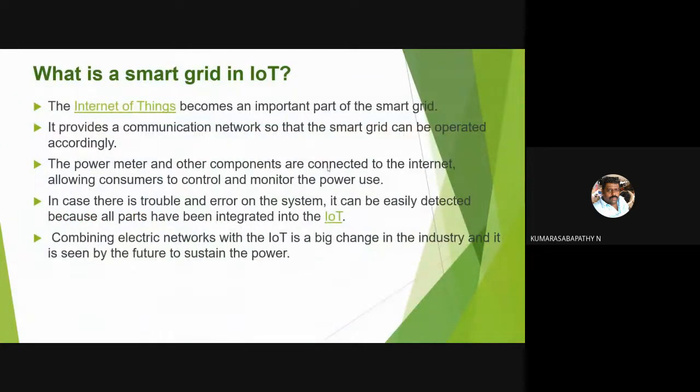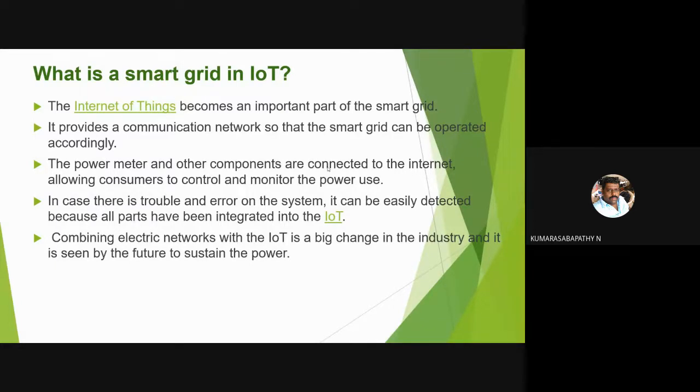So coming to IoT, you know that it is the Internet of Things. The Internet of Things becomes an important part of your smart grid. It provides a communication network so that your smart grid can be operated accordingly. There are many advantages of IoT in a smart grid. Mainly, IoT makes your ordinary grid into a smart grid.